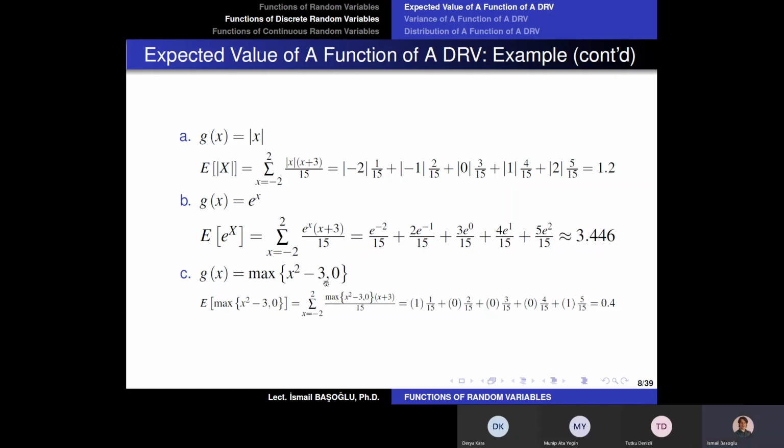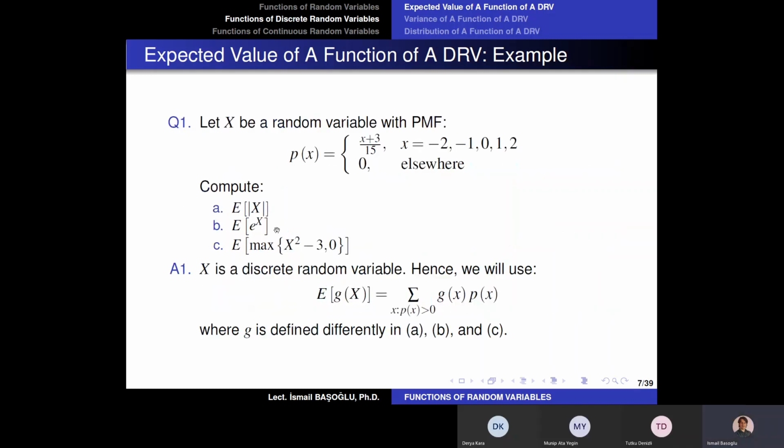And finally, we have a third function, which contains a maximum function inside it. So the function is what? Maximum of x squared minus 3 and 0. So this means what? This function is going to be equal to x squared minus 3 if this value is greater than 0. However, if x squared minus 3 is negative, then it is going to be equal to 0. Okay?